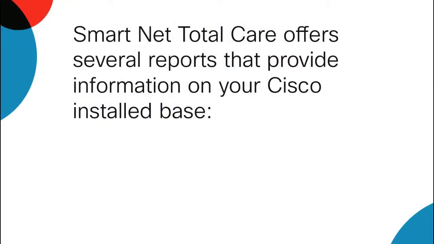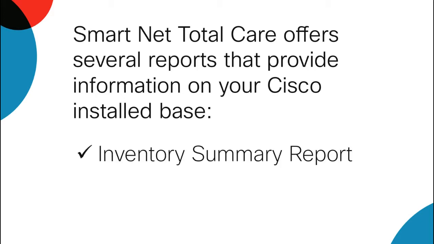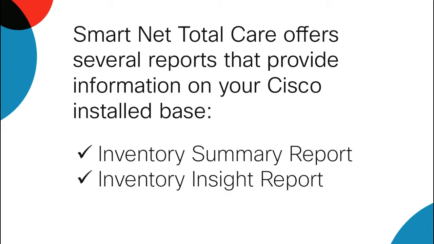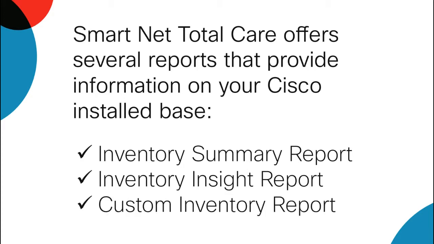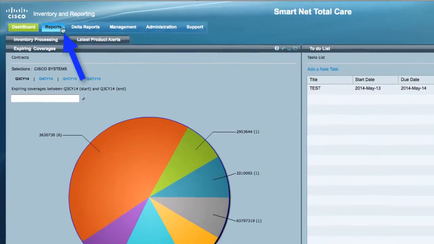SmartNet TotalCare offers several different reports that provide information on your Cisco install base. This video will show you how to get three of them: the Inventory Summary Report, the Inventory Insight Report, and the Custom Inventory Report. First, log into the portal.